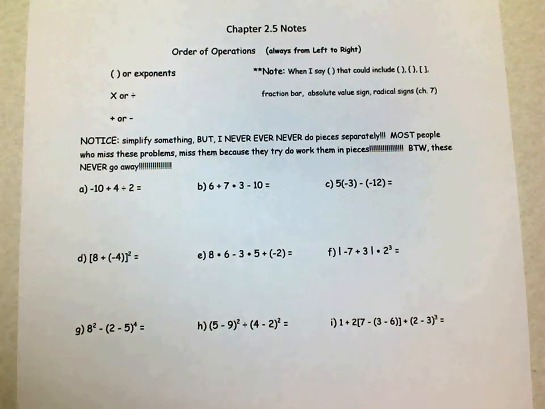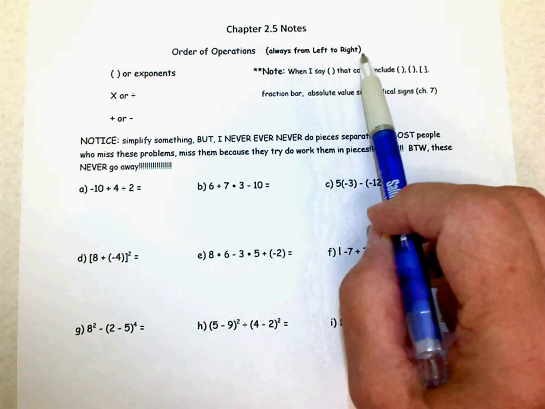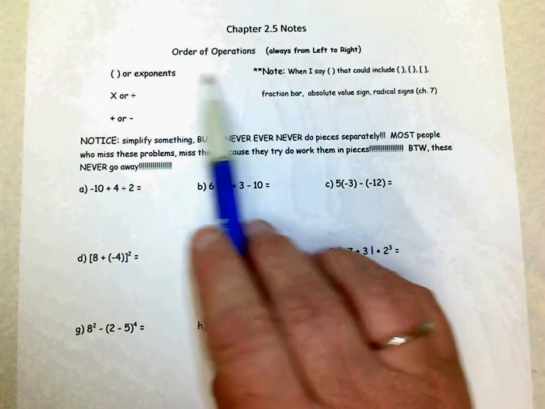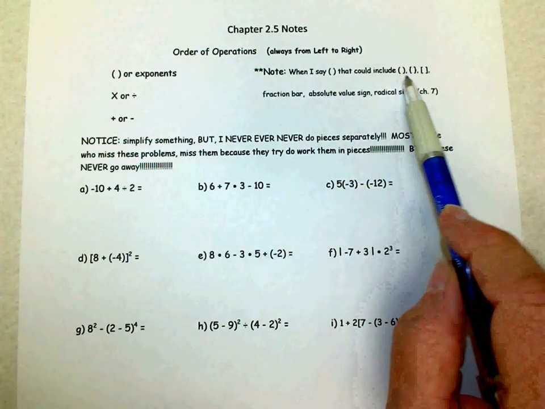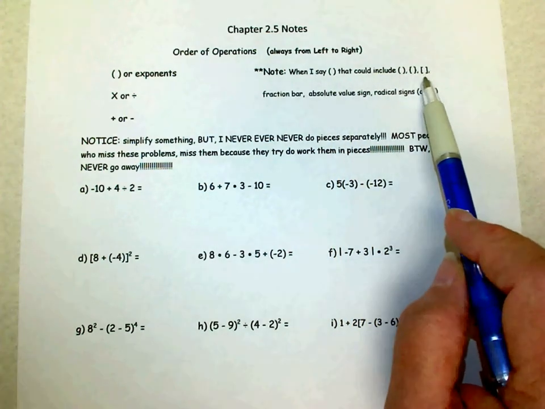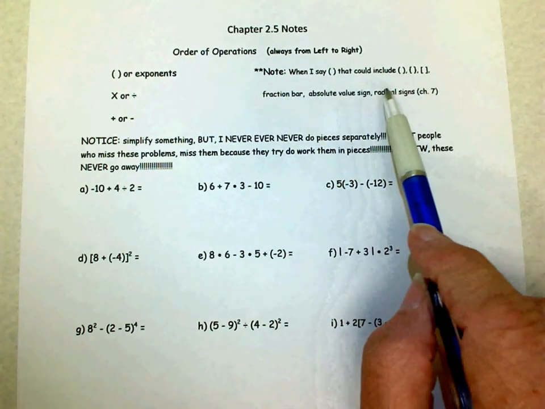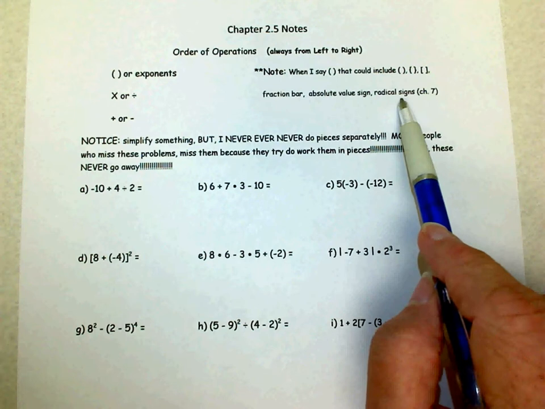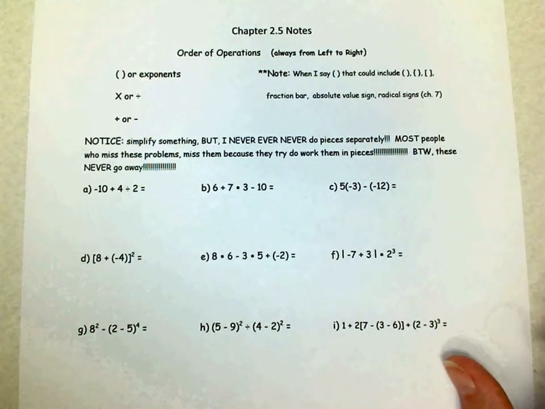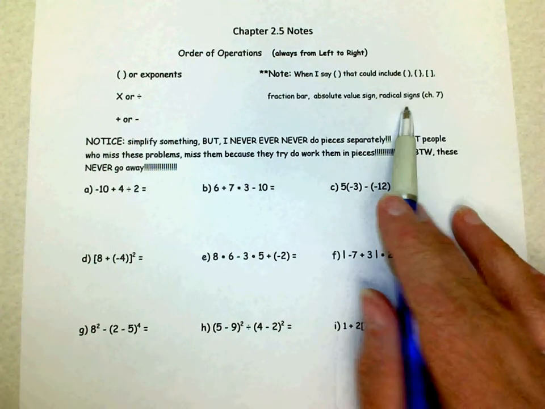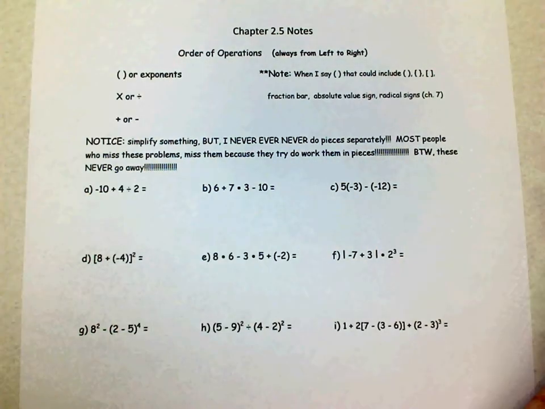Chapter 2.5. Okay, order of operations is always from left to right. Now, when I say parentheses over here, that could also include parentheses, curly braces, square brackets, fraction bars, absolute value signs, and also radical signs, which you won't have to worry about until chapter 7. But all of these are called grouping symbols, and that's basically what this parenthesis means.